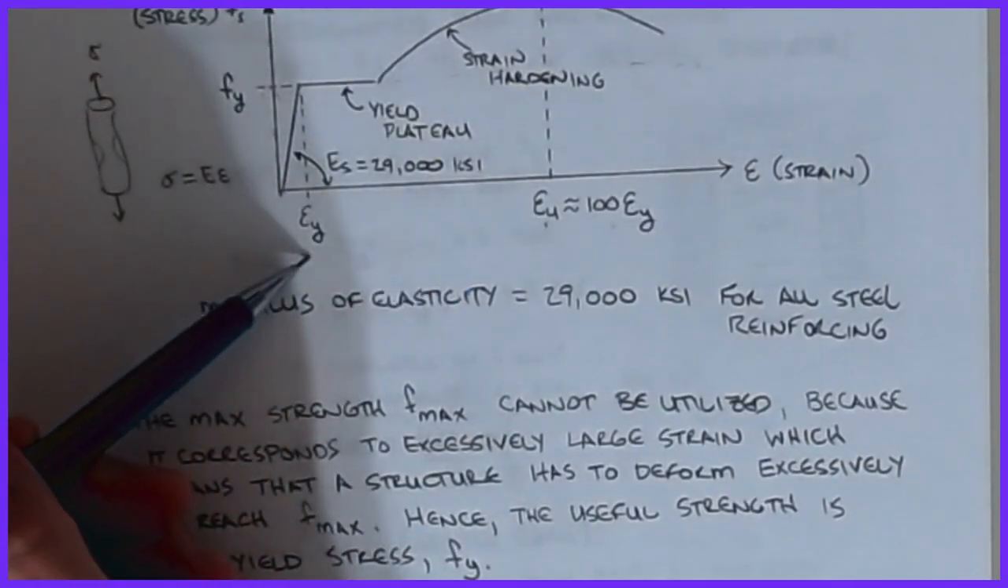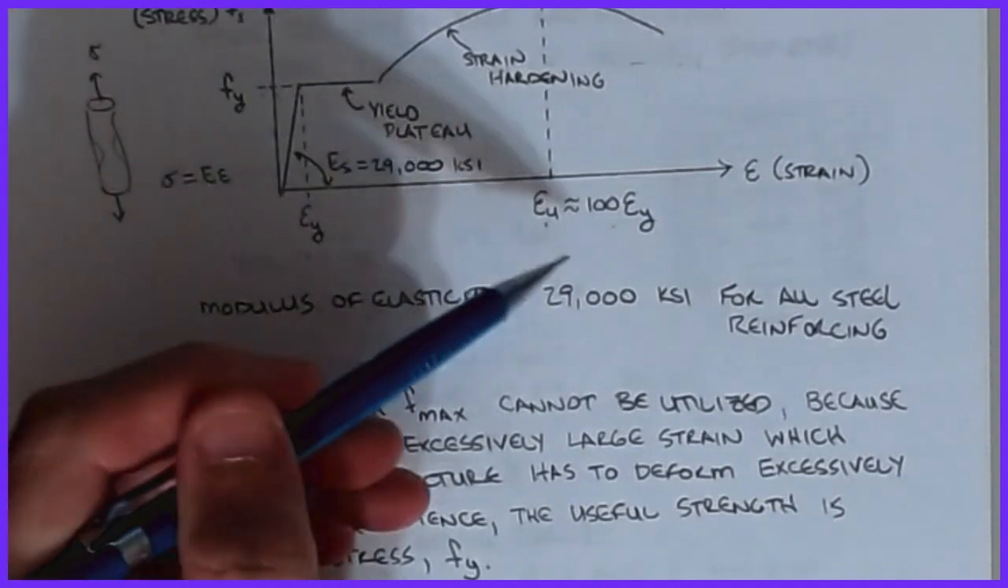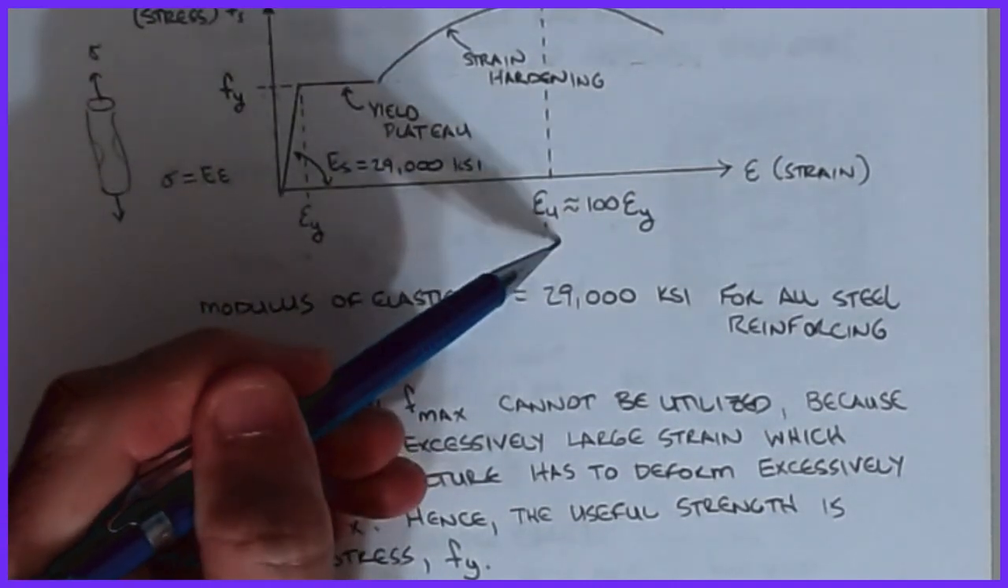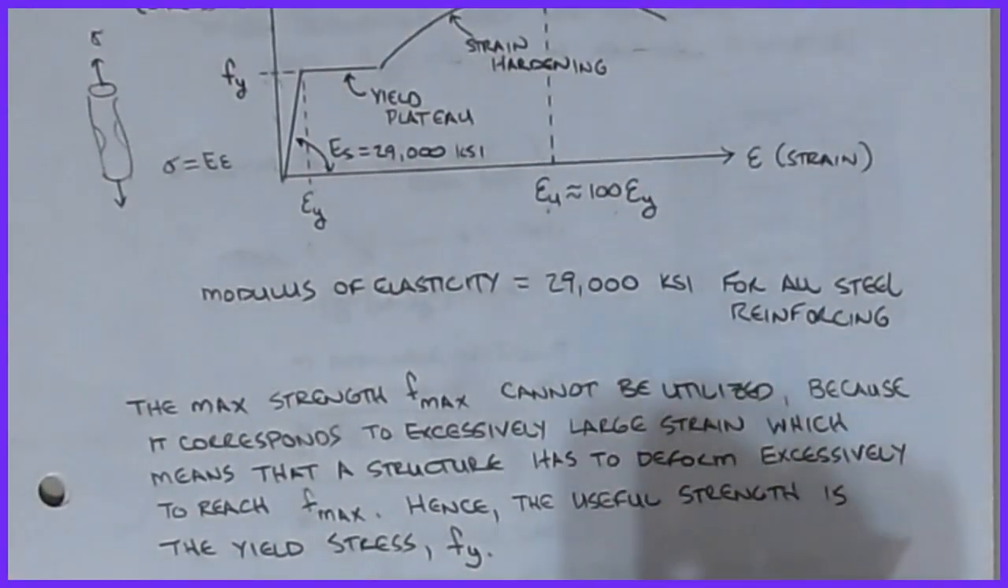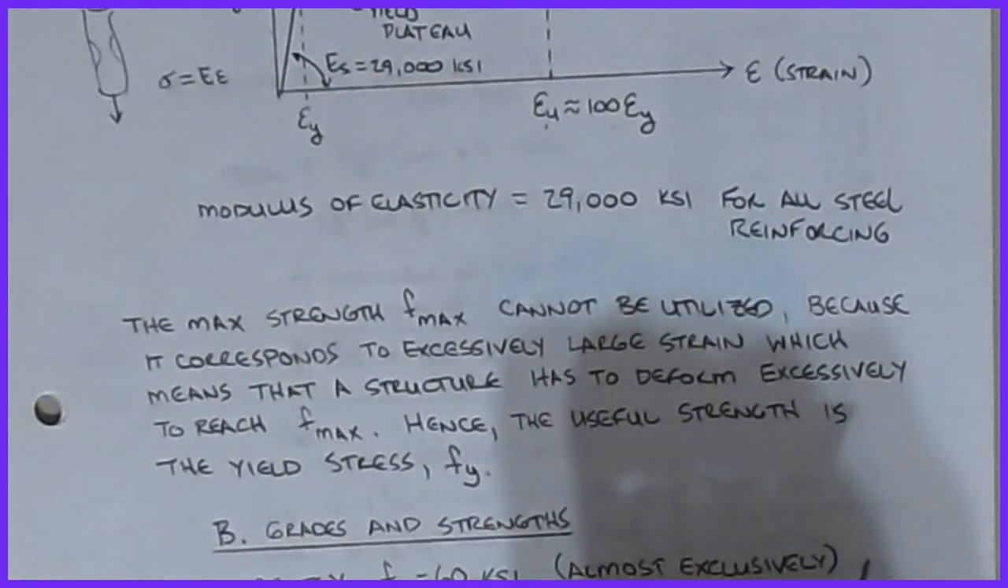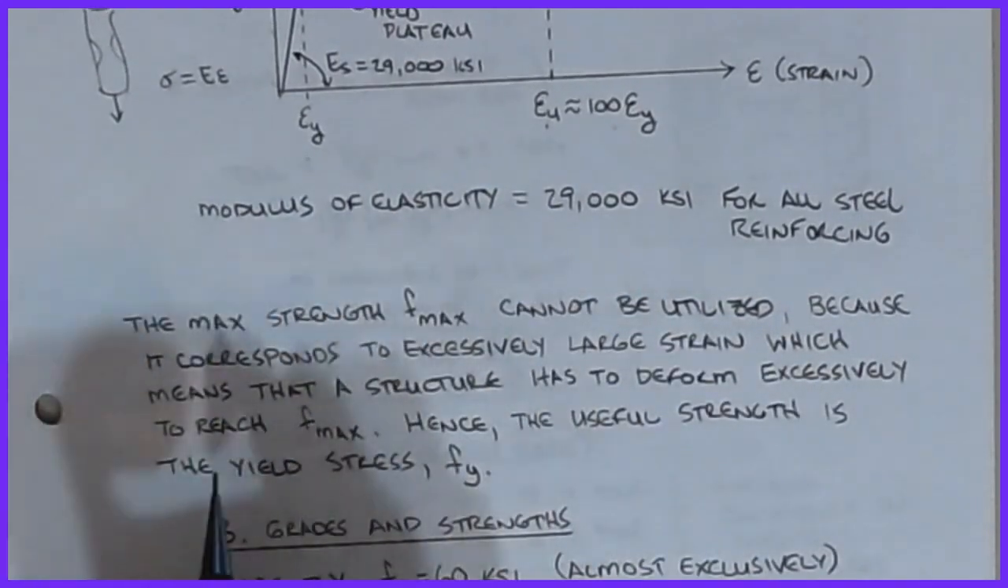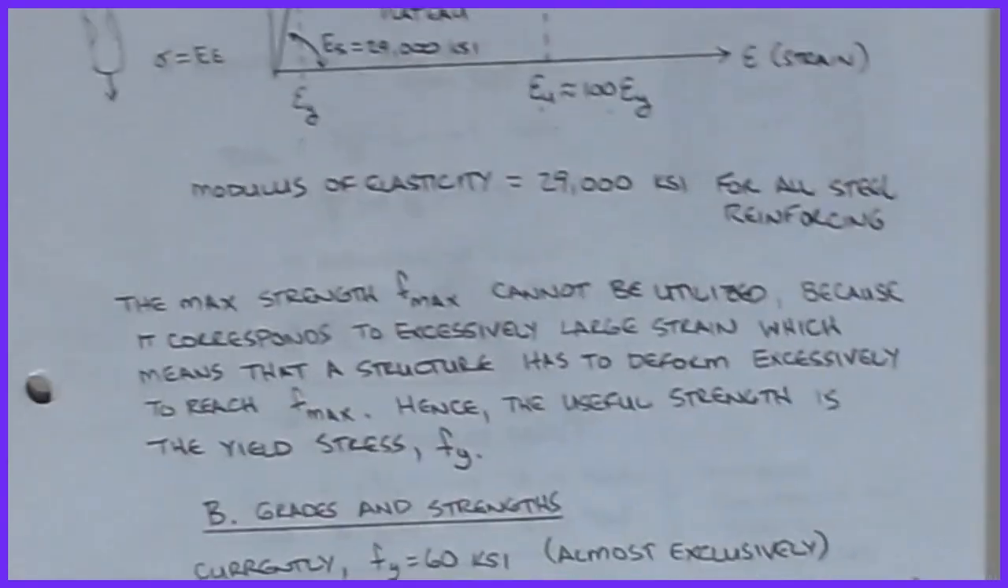If this is our 0.002, which is where yielding occurs, now we've got to go, this is like 0.2 inches per inch. That's a massive, massive strain. And to get to that level, I'd have to have huge deformations. So typically what happens is we set the useful strength to be the yield stress Fy.